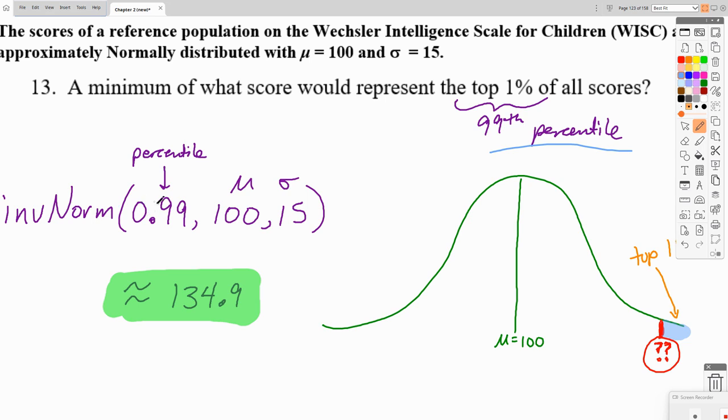So if I put in the 99th percentile with a mean of 100, standard deviation of 15, then this tells me what that minimum score would be to be in the top 1%. You would have to score at least a 134.9. Now again, if your calculator has the left, center, right option, you would do 0.99 left, but if you did 0.01 as the percentile, then you would tell your calculator, this is kind of hard to write with the mouse, you would say 0.01 to the right, and it would give you the same exact answer.